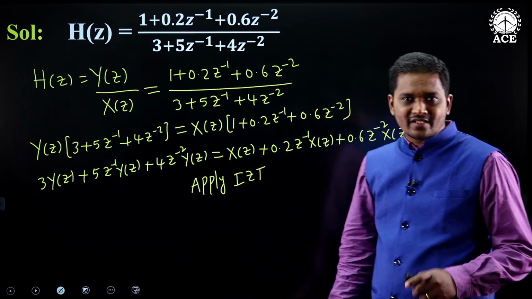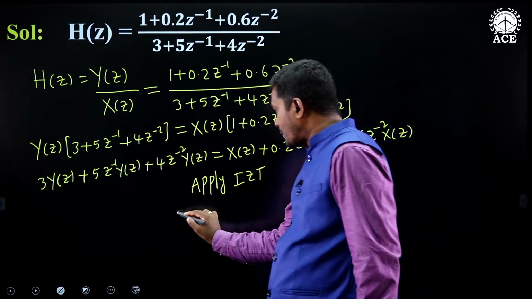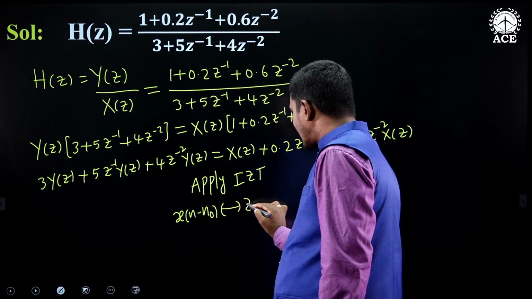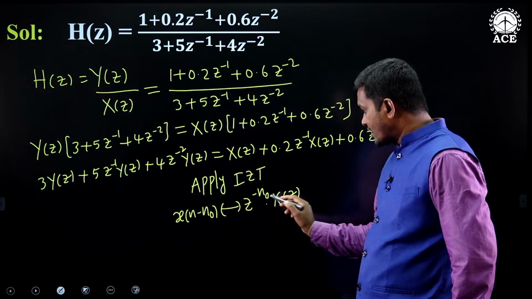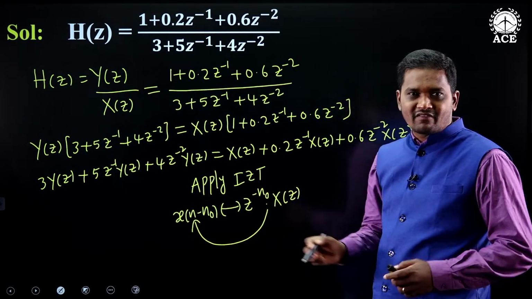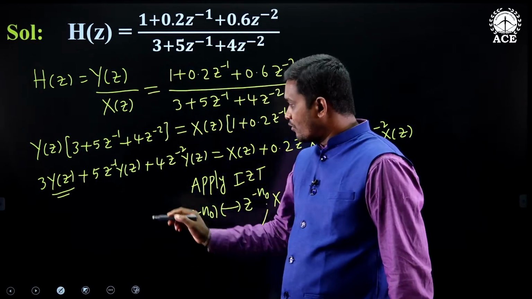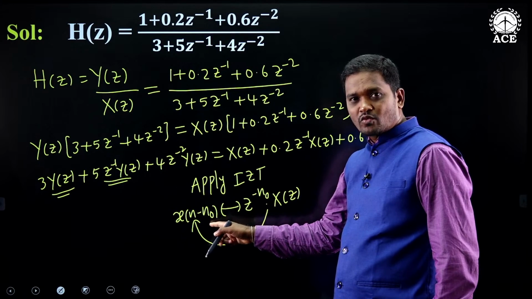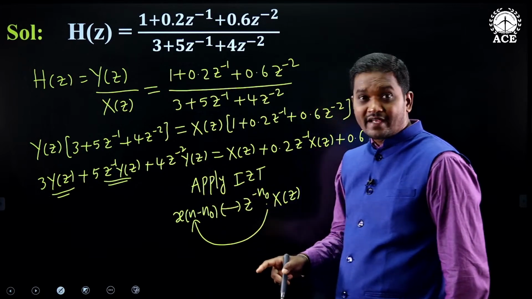At the starting, we discussed the time shifting property of z transform. What is the time shifting property? The z transform of x of n minus n naught is z power minus n naught into X of z. So the inverse of z power minus n naught X of z is x of n minus n naught. If x is there, x; if y is there, y. What is the inverse of Y of z? Y of n. What is the inverse of z inverse into Y of z? Here n naught equals 1, so y of n minus 1. Similarly, here y of n minus 2.